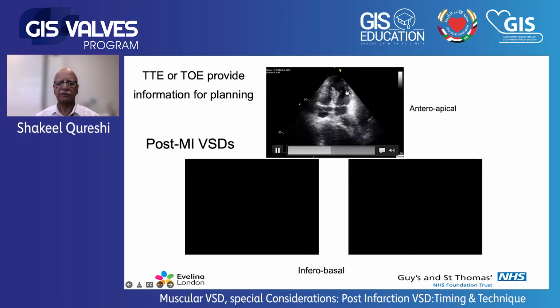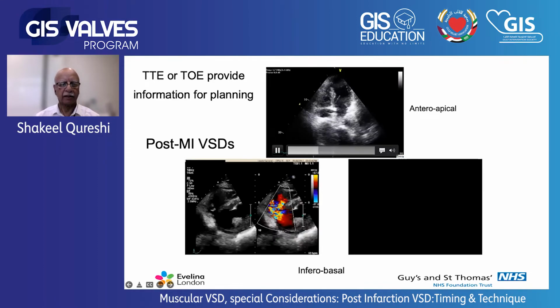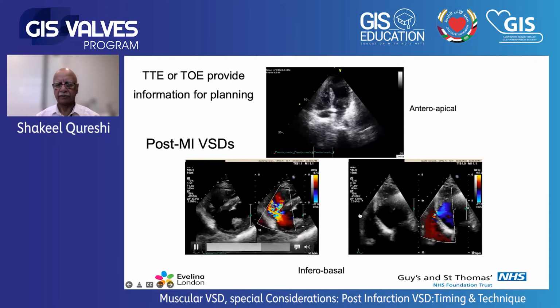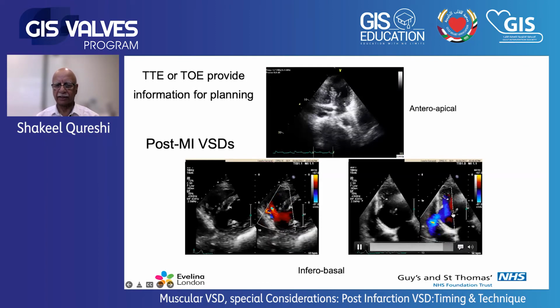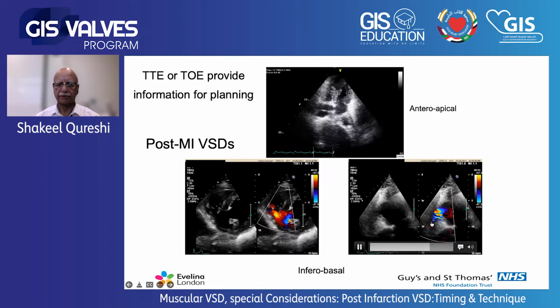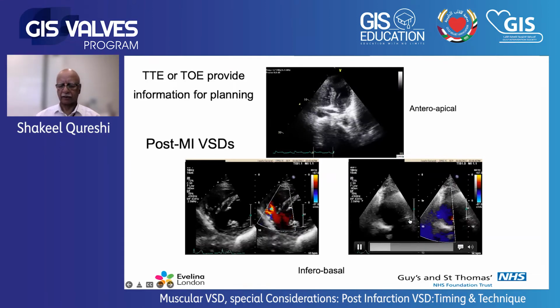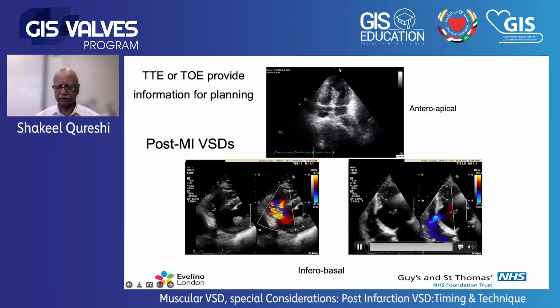Imaging is essential. Here we see a transthoracic echocardiogram showing an anteroapical VSD or ventricular septal rupture, as you can see here. And then here there is an infrabasal rupture or post-MI VSD. And here there's an even more complicated septal rupture into a false aneurysm resulting in a left-to-right shunt as well.